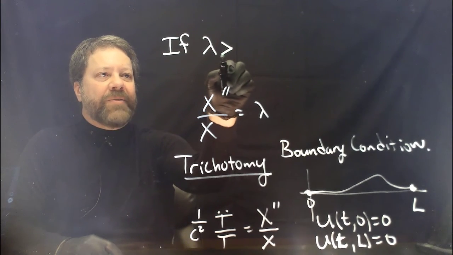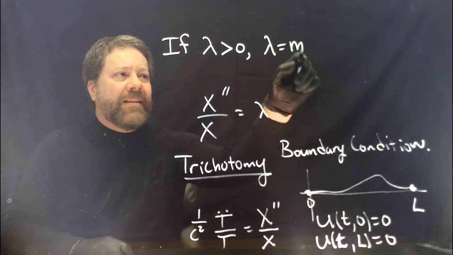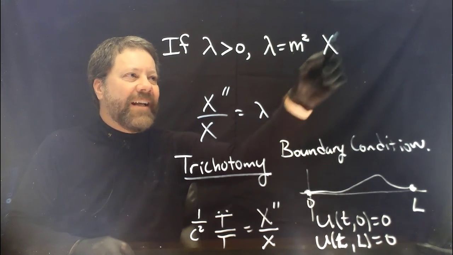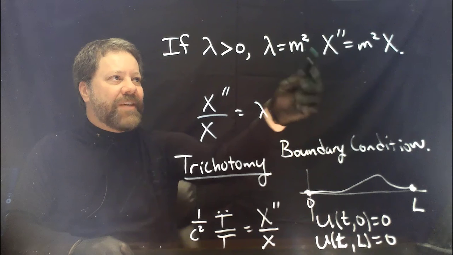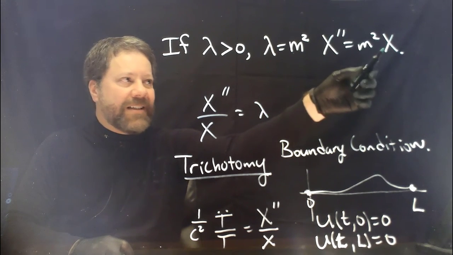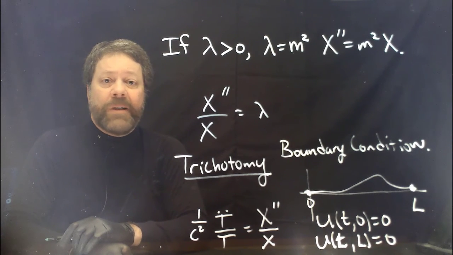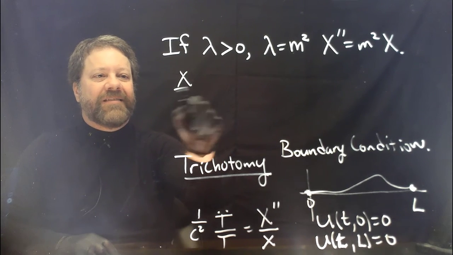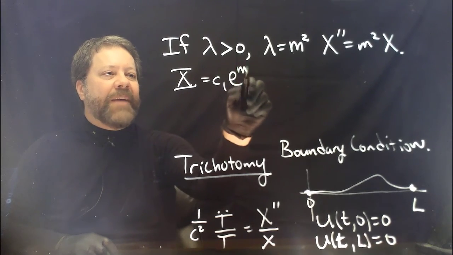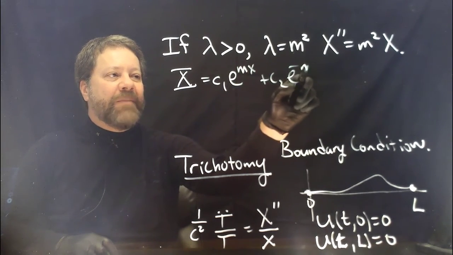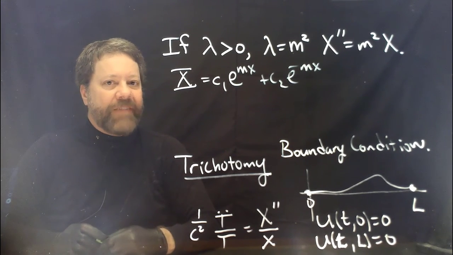If lambda is greater than 0, we'll set lambda to be, say, m squared, so that X prime prime is going to be m squared times X. What functions have second-order derivatives equal to a positive constant times itself? You might suppose that exponential functions would be good options. In particular, any function of the following form, c1 e to the mx plus c2 e to the minus mx, will in fact be a solution. But we have a problem here.